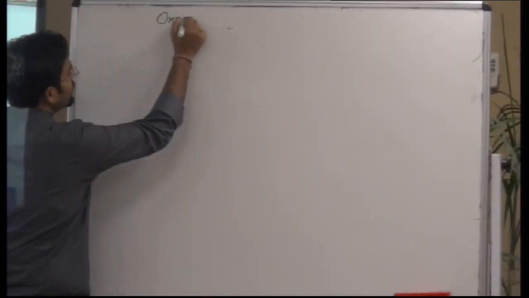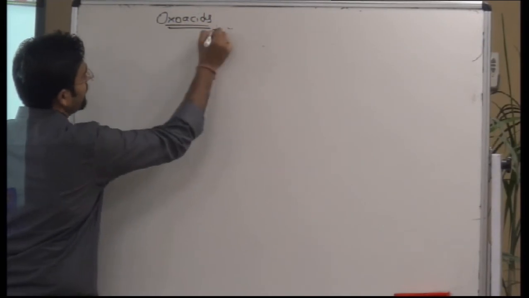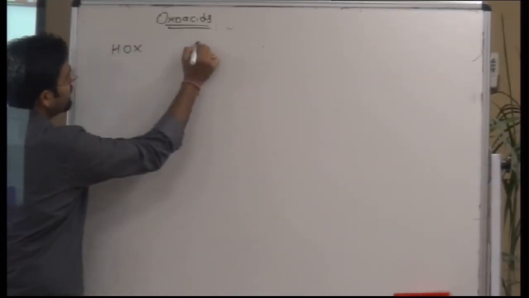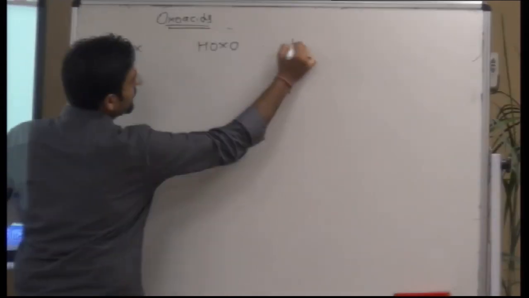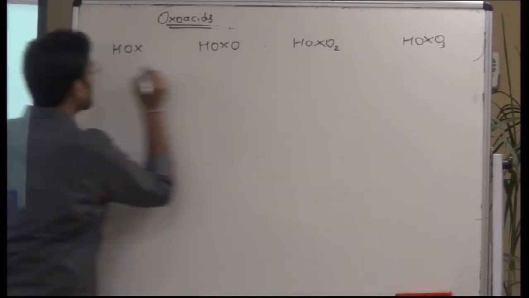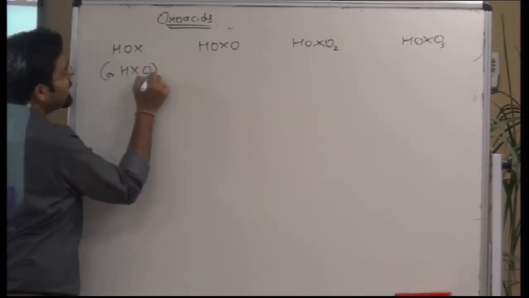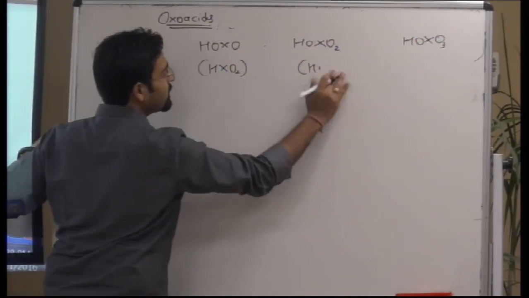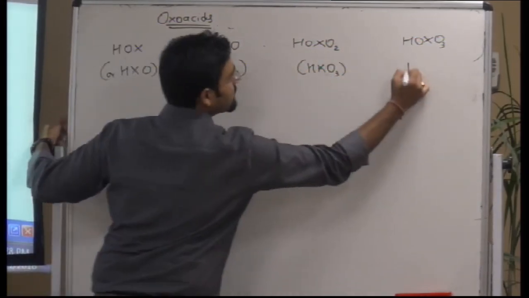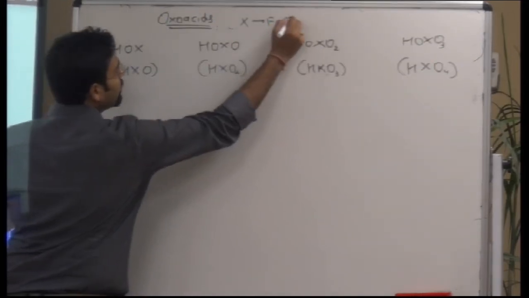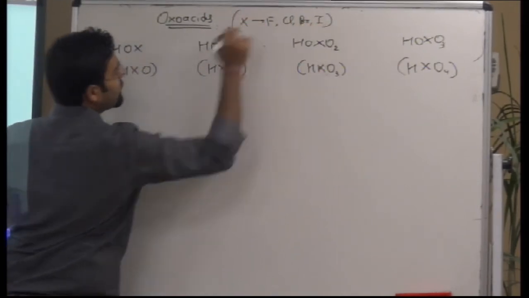The next is oxoacids. This is important. So halogens show 4 kinds of oxoacids: HOX, HOXO, HOXO2, and HOXO3. This can also be written in simple molecular form like HXO, HXO2, HXO3 and HXO4. So X represents here halogens: fluorine, chlorine, bromine and iodine, right?